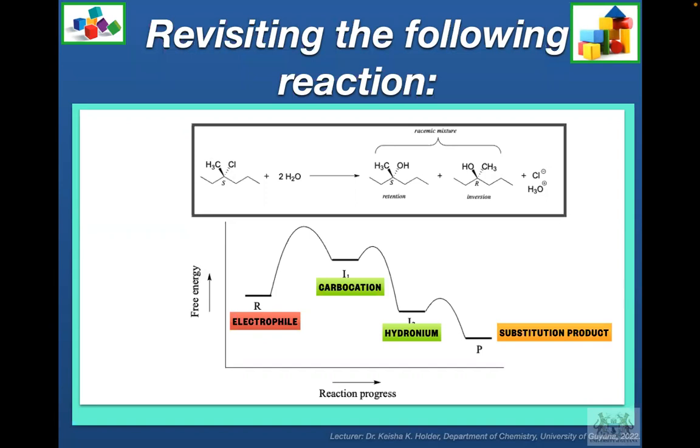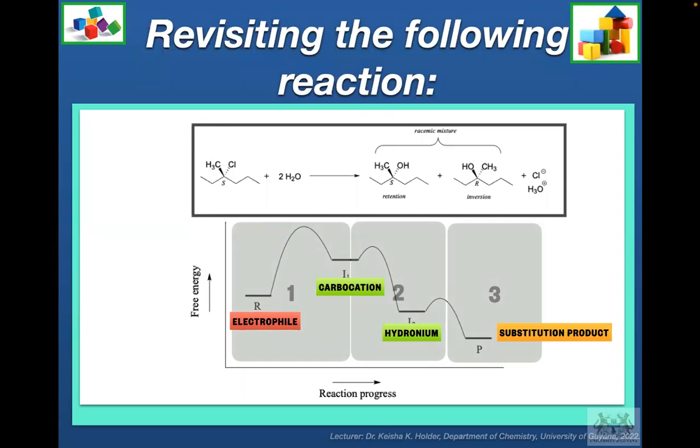Now, I want to point something out to you guys. Here, it is not always going to be the case that your product is at a lower energy level than your starting material. In this case, it is, and that suggests that what you have is an exothermic reaction. There are going to be scenarios where your product is going to be at a higher energy level than your starting material. Those would be scenarios where the reaction is endothermic. Okay? All right, so moving forward, let's just summarize that.